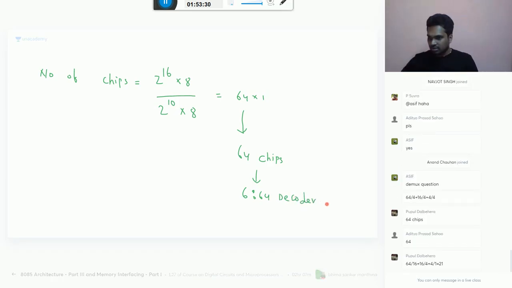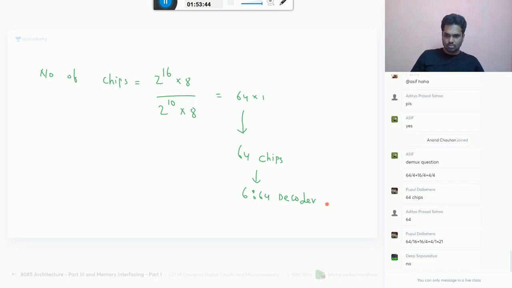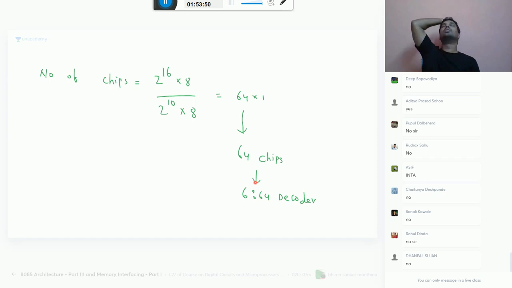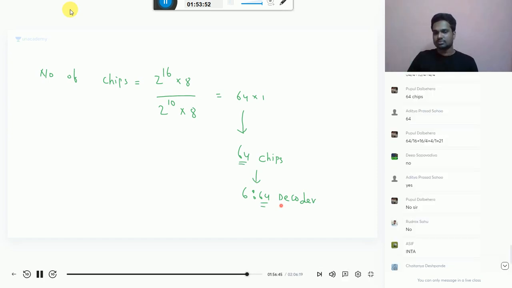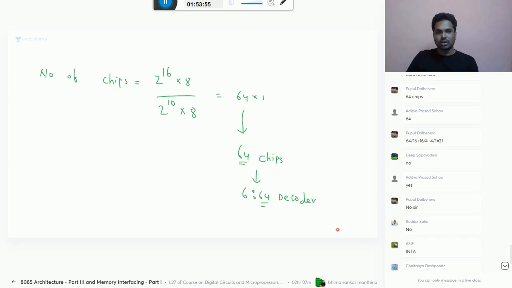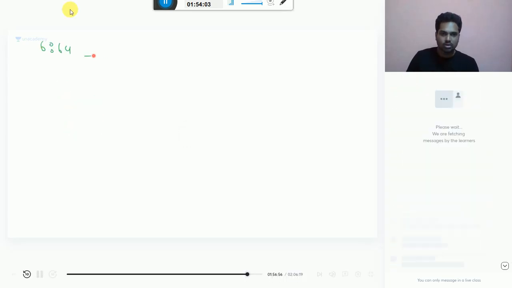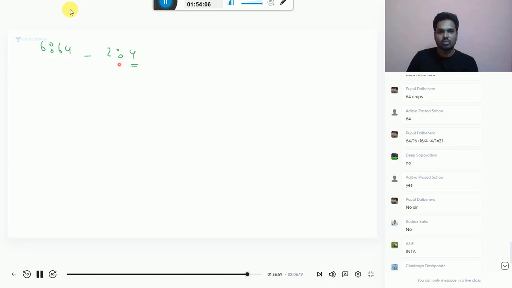Earlier you had 4 chips. With a 6 by 64 decoder, your job is done. To get this 6 by 64 decoder, take 6 by 64 using 2 by 4 decoders. I told the formula earlier in the basics of digital.